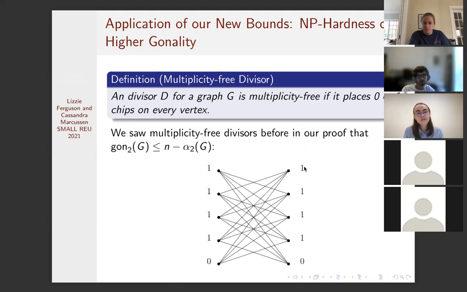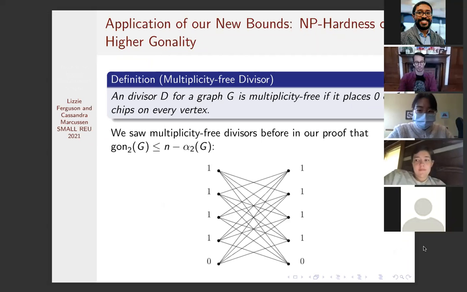So now we're going to discuss an application of our new upper bound to the NP hardness of higher gonality. So we proved that it's NP hard to compute second multiplicity-free gonality. So let's first define multiplicity-free divisors and gonality. So we say that a divisor is multiplicity-free if on every vertex, it places 0 or 1 chips instead of 2, 3, or any more.